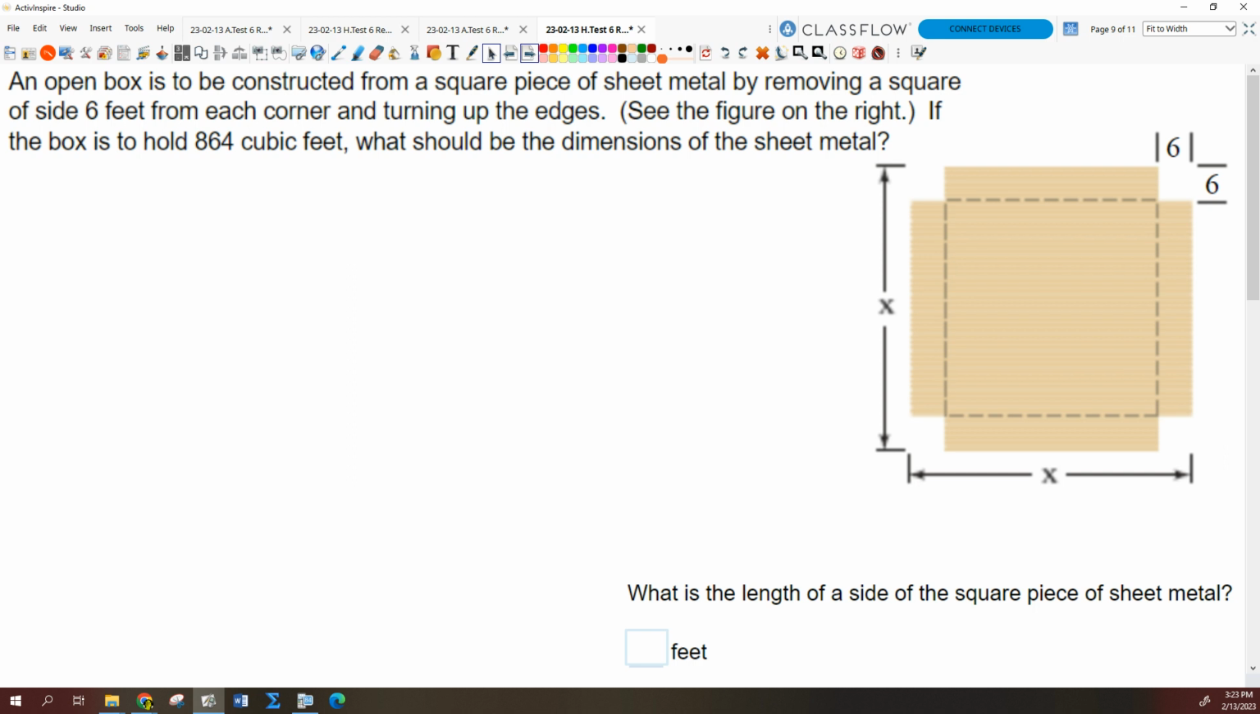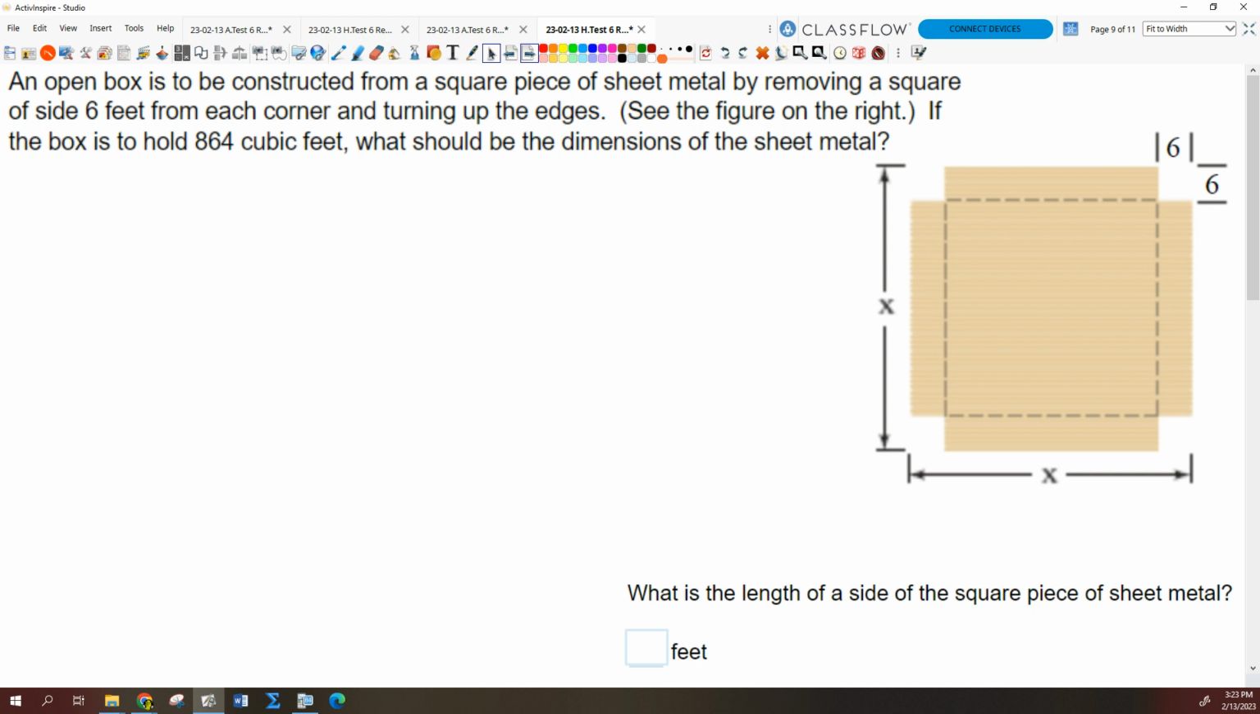An open box is to be constructed from a square piece of sheet metal by removing a square of side 6 feet. So it's 6 feet by 6 feet square from each corner and turning up the edges. So this is going to be a pretty big contraption you're making, right? Does that make sense? So we're cutting out, see that dimension is 6. So we're cutting out a 6 by 6 little tab from the corner and tossing it away from each of those corners. And then we're folding up the edges, okay? To create an open box.